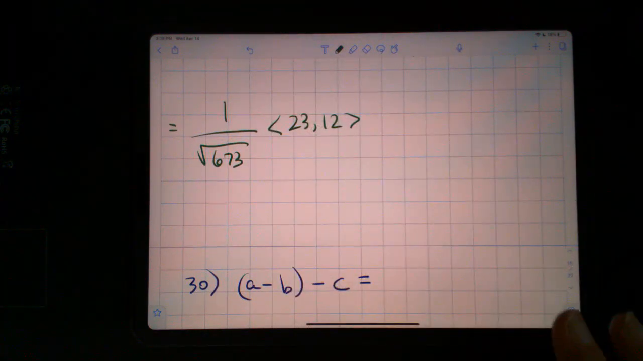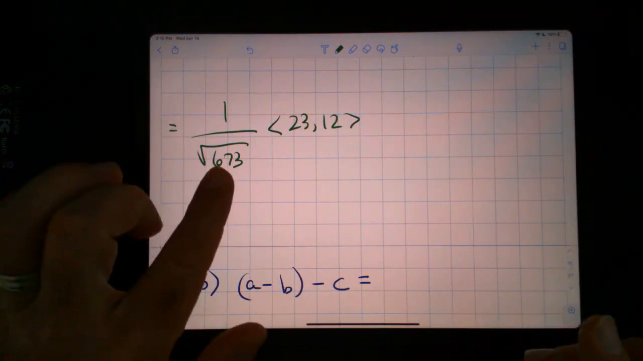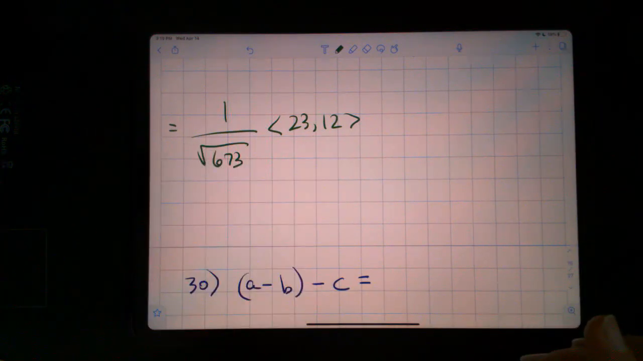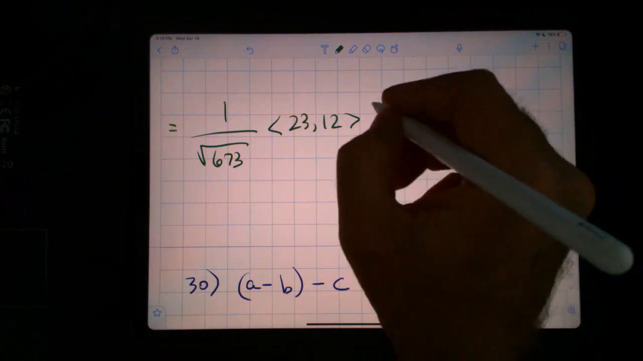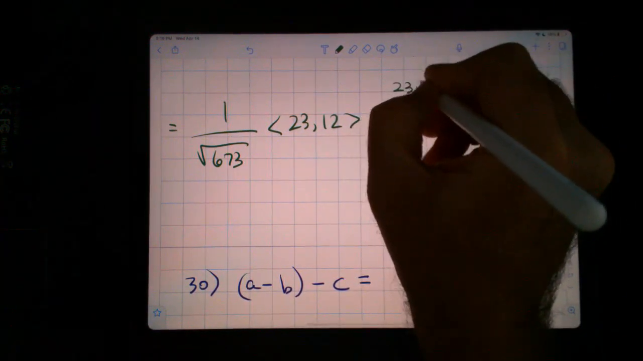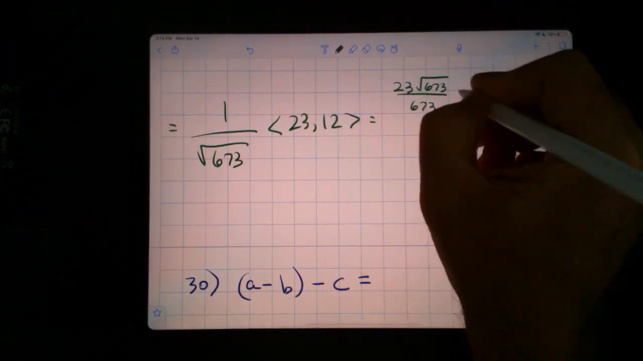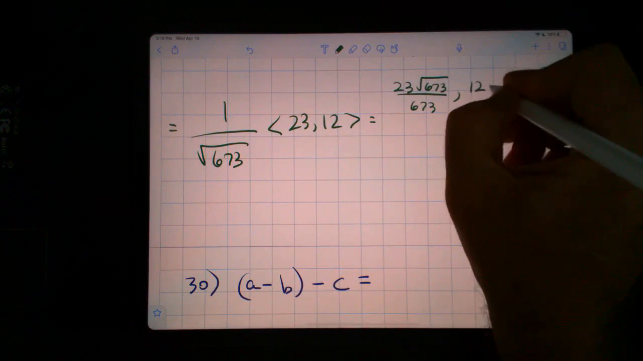So you have a scalar multiplied by a vector, distribute the scalar in. And then rationalize the denominator.